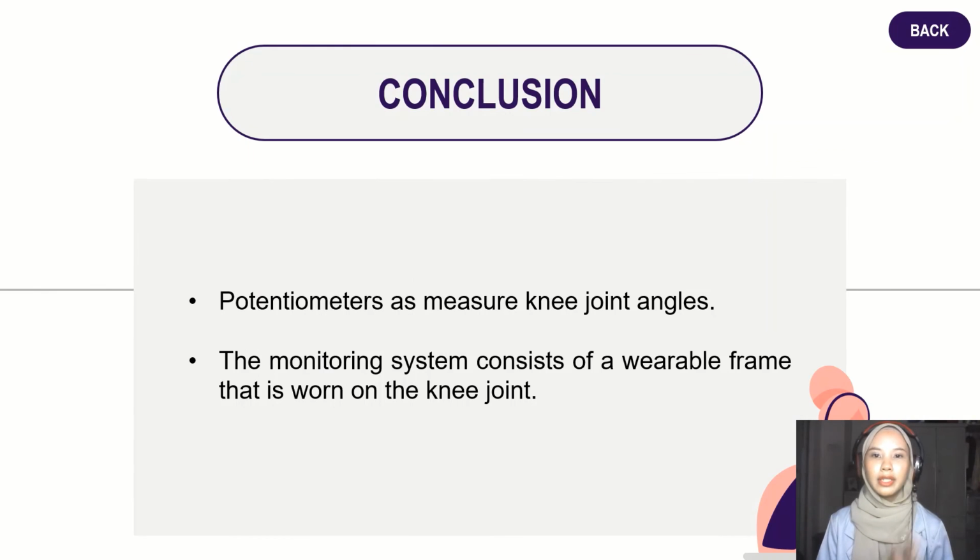A potentiometer positioned at the hinge of the top and lower leg of the wearable frame is used to measure knee joint angle. Hence, the monitoring system consists of a wearable frame that is worn on the knee joint and contains a sensor for monitoring the knee joint angle, as well as a wireless communication device for transmitting biosignals to a smart device.